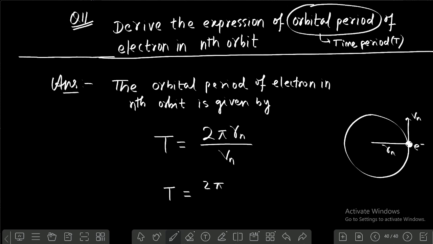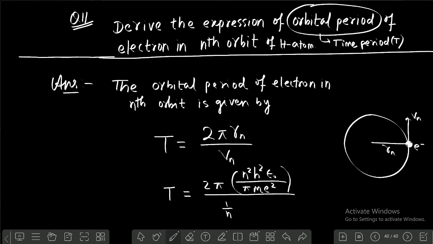Now see here, 2 pi. What is Rn? Rn already you know. It is the nth orbit radius of hydrogen atom. For hydrogen atom you have n square h square epsilon naught by pi m e square. Yes or no? Divided by what is Vn? 1 by n, e square by 2h epsilon naught. Now multiply all and find.